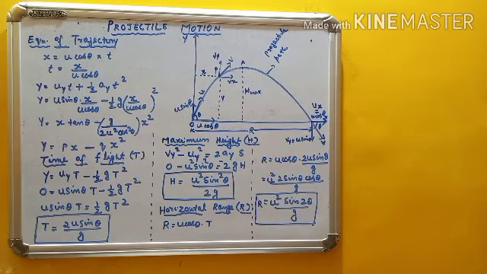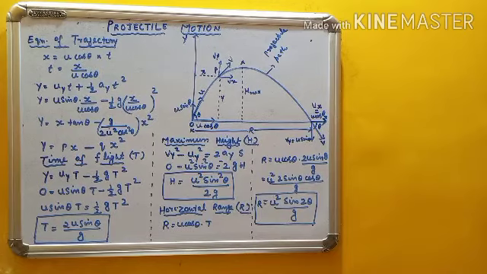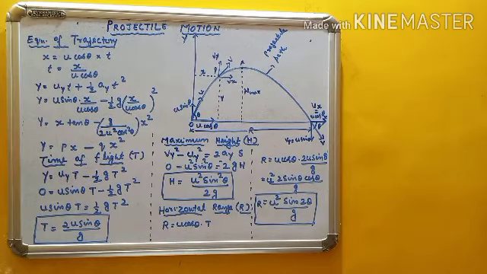Projectile means any body which, once it is thrown into space with some initial velocity, afterwards moves only under the gravitational force, no other force. Such objects are known as projectiles. Now we are going to get the expression for the maximum height reached, the horizontal distance traveled, and what the trajectory of the projectile is. All that we have to discuss.